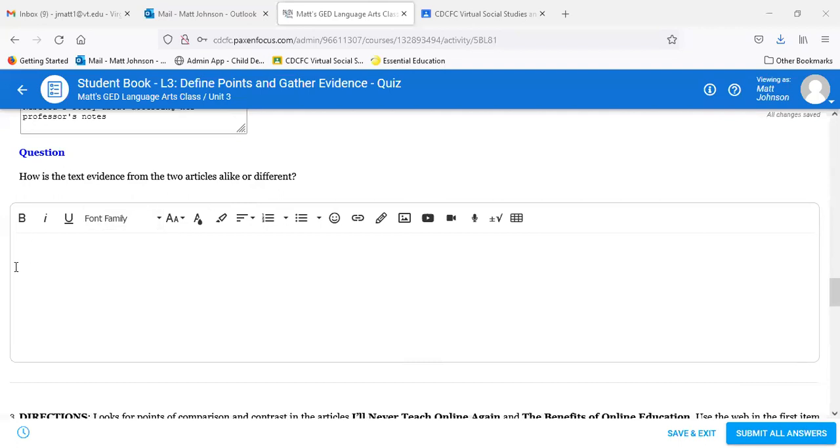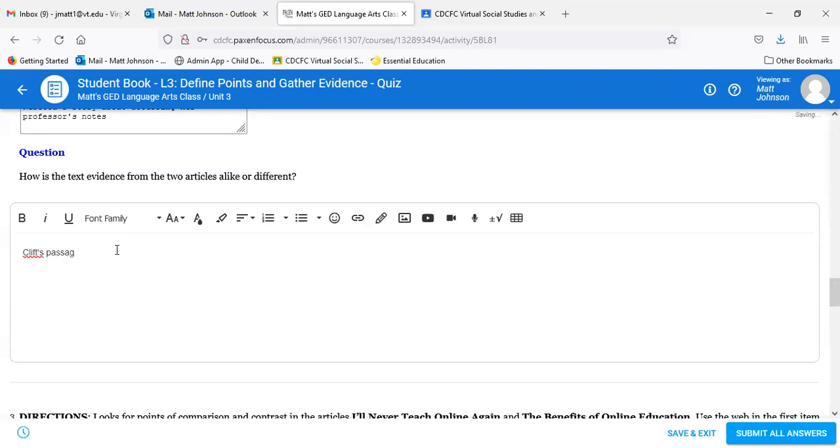So how is the text evidence from the two articles alike or different? What do you guys think? What makes them alike? What might make them different? They are different because Cliff is talking from her own experience, whereas the other one, Jones, is talking from the students' perspective. There you go. So it goes back to the original point we're making here. So point of comparison, we'll start with Cliff.